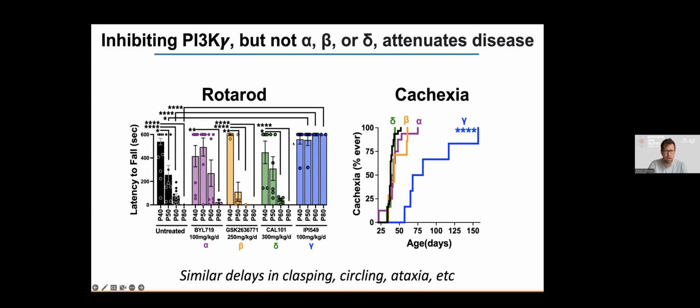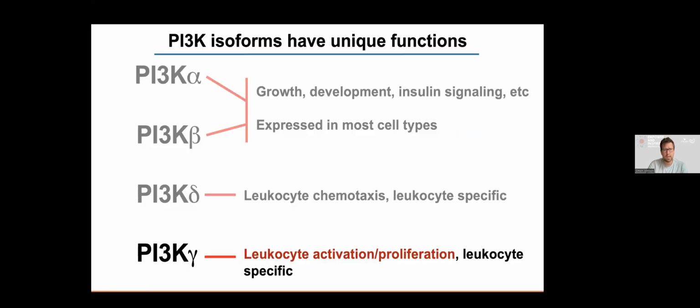We also saw a rescue of disease in the animals, and these are just two of the measures of disease state that we looked at. One of them is performance on a rotarod assay. This is just an overall measure of coordination and muscle capacity. The PI3K gamma inhibitor treated animals performed better for much longer, including past the age when untreated animals would have all been euthanized. And cachexia, or weight loss, you can see there's a significant delay in the onset of weight loss in these animals as well. We also saw similar delays in clasping, circling, and ataxia. You can pull up the paper to look at those if you'd like.